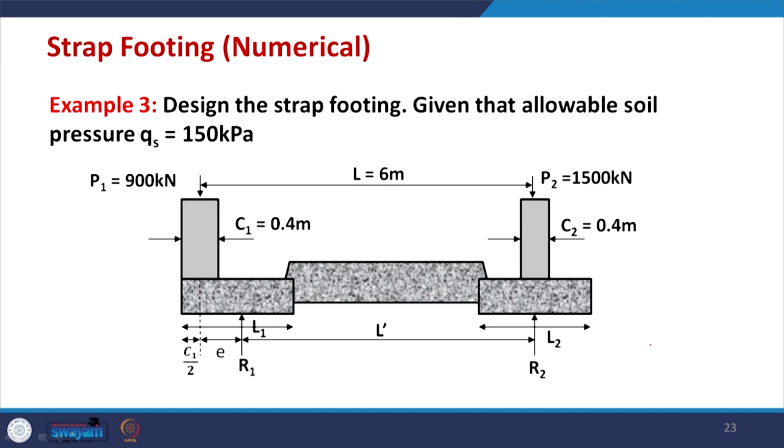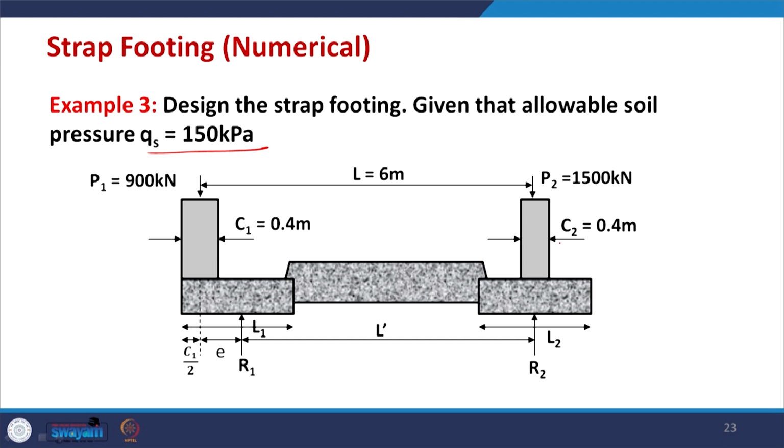Okay. So, now let us have a last example, which is on strap footing, that is, how to design the strap footing. This is a similar situation to what we discussed in the theory part. The allowable pressure is the same as in the last two examples, that is 150 kilopascals. The load carried by the first column is 900 kilonewton, while the second column carries 1500 kilonewton.